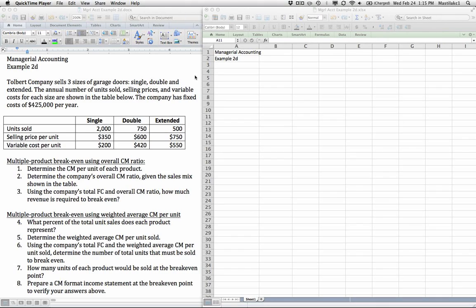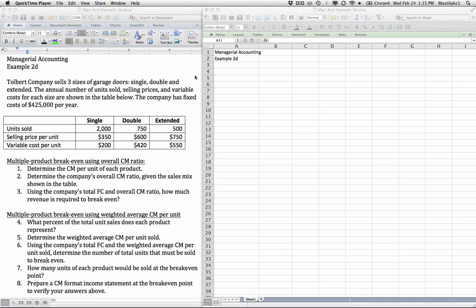Please find and read Managerial Accounting Example 2D. This example helps us to calculate multiple product break-even using two different approaches. One approach is to use the overall contribution margin ratio. The other approach is to use the weighted average contribution margin per unit.